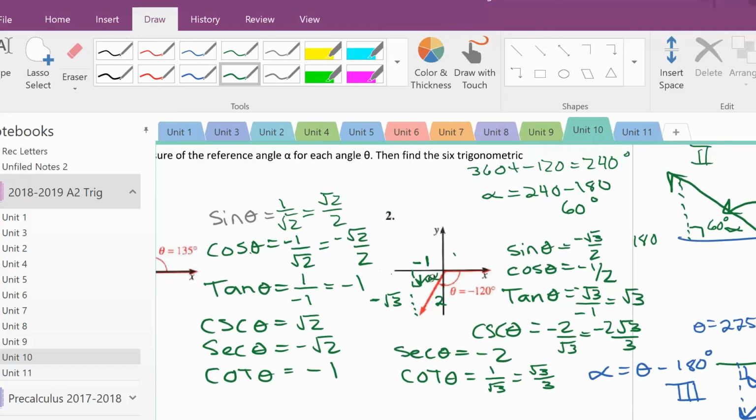All right, so when we're doing this, be paying attention to which values are positive and negative, because we're going to talk about that at the end, and the quadrant does affect that.